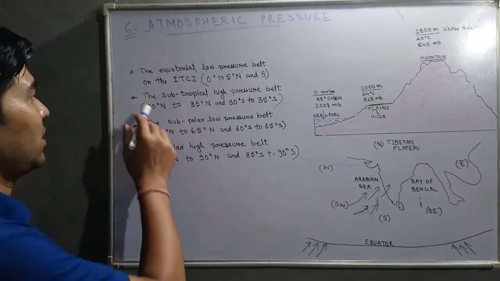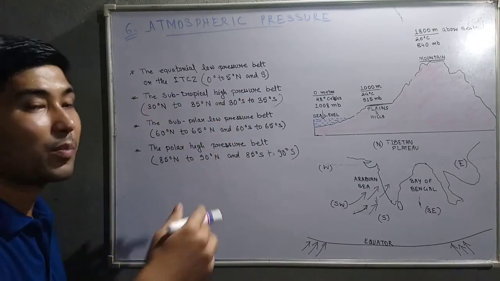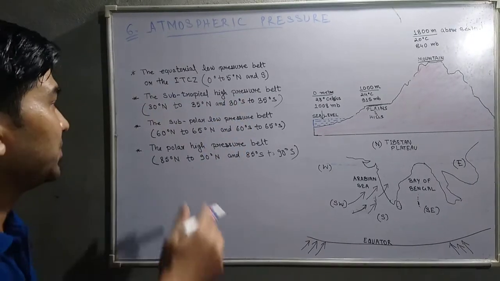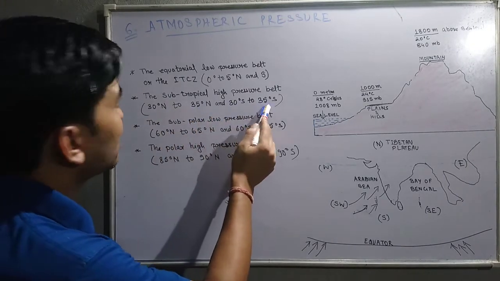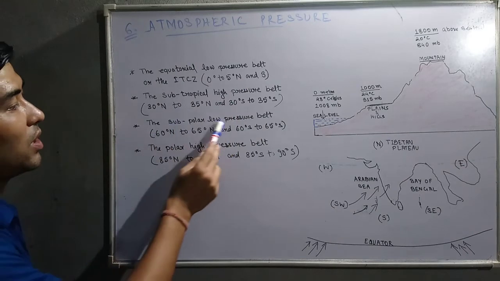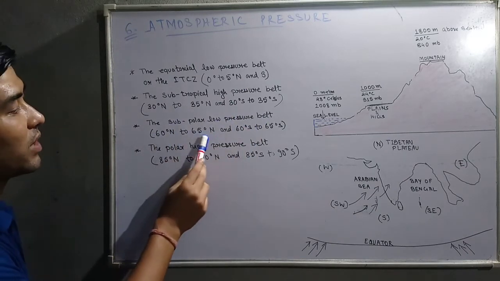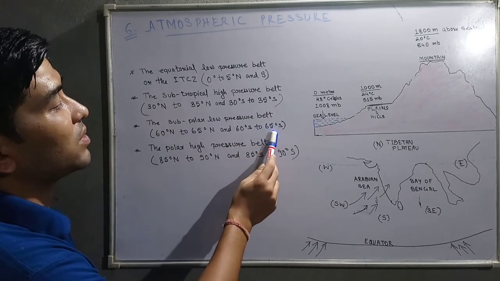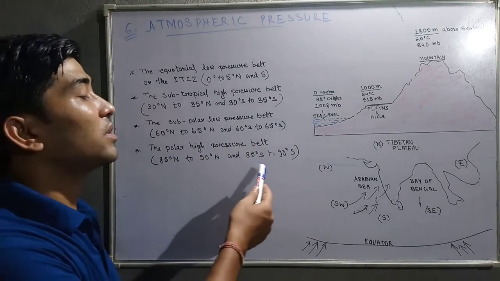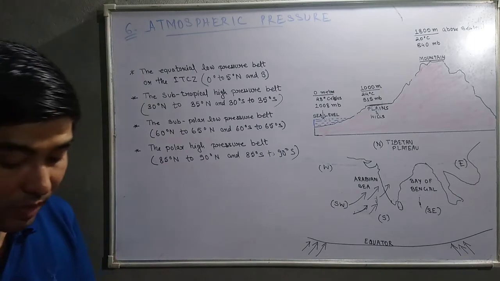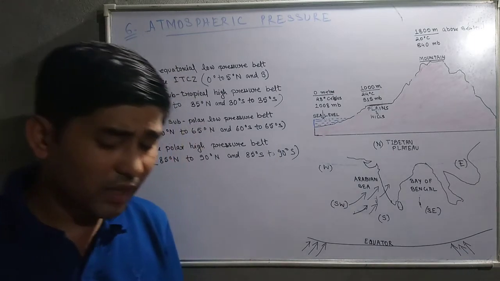As the name suggests, equatorial low pressure means hot or warmer air. Then the subtropical high pressure belt. High pressure means cold air. It lies from 30 degrees north to 35 degrees north and 30 degrees south to 35 degrees south. Then comes the subpolar low pressure belt, 60 degrees north to 65 degrees north and 60 degrees south to 65 degrees south. Then the polar high pressure belt, 85 degrees north to 90 degrees north and 85 degrees south to 90 degrees south. So those are their areas.